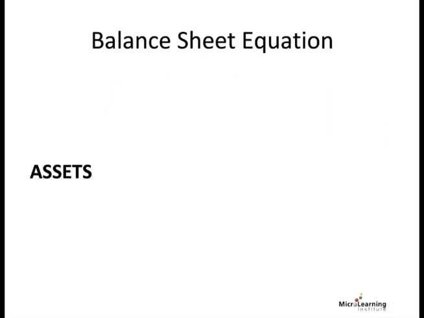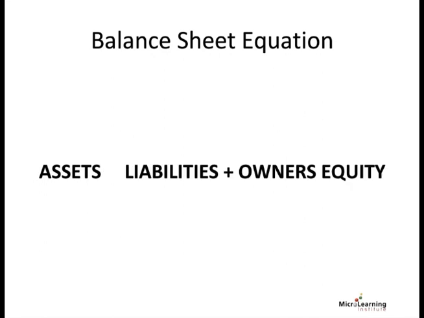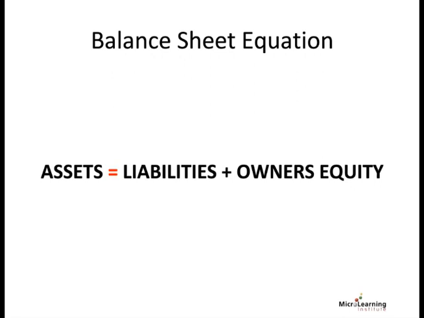Accountants talk about both sides of the balance sheet. On one side of the balance sheet are the assets of the company. On the other side of the balance sheet are the liabilities and owner's equity of the company. Both sides of the balance sheet balance around this equation. Assets equals liabilities plus owner's equity.